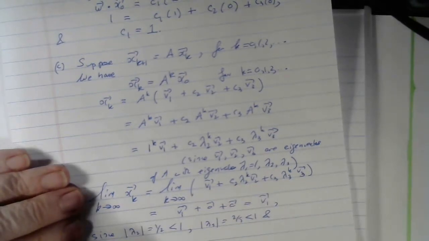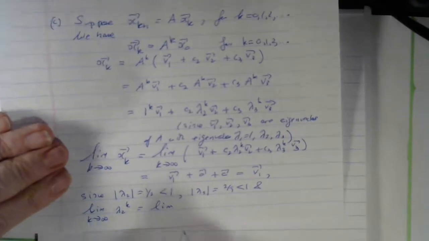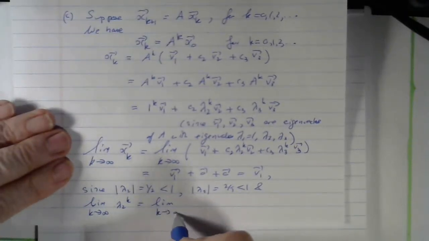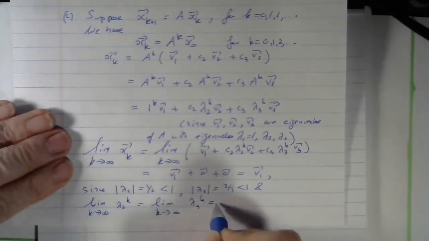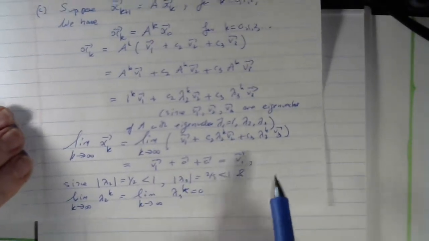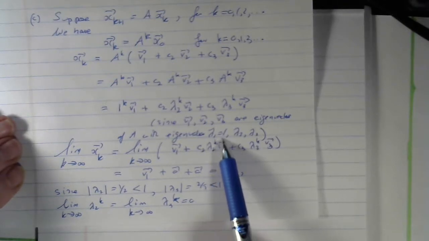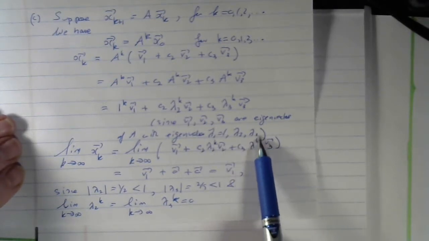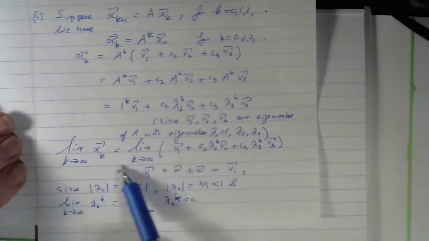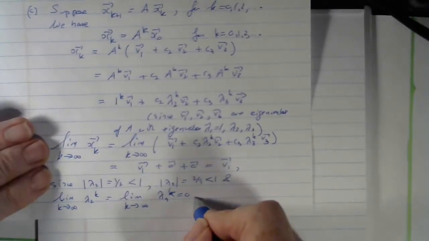And that means the limit as k goes to infinity of lambda 2 to the k equals the limit as k goes to infinity of lambda 3 to the k equals 0. Reason being is lambda 2 and lambda 3 have absolute value less than 1. So these two scalars go to 0, which means this vector goes to the 0 vector, and that vector goes to the 0 vector, and this whole limit is equal to v1, which is what we were asked to show.